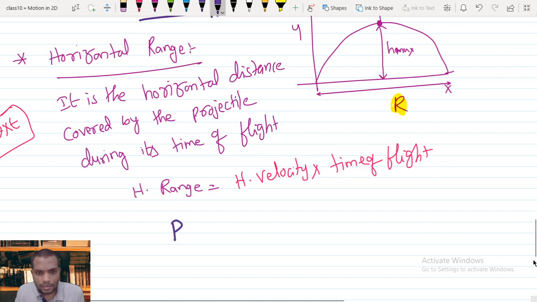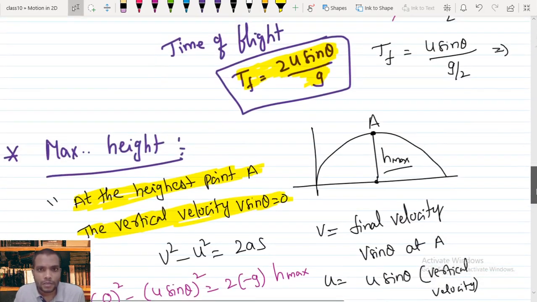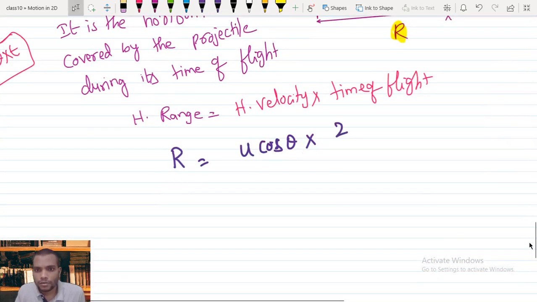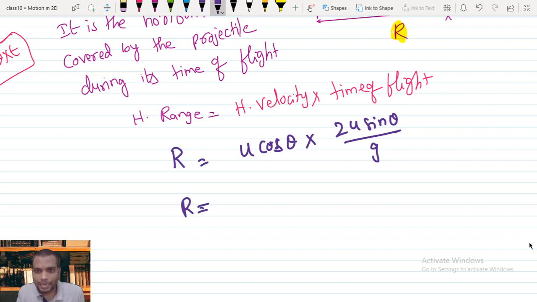So now I have the horizontal range R equals horizontal velocity, which is the factor that does not change during the projectile motion, so the horizontal velocity equals u cos theta, times the time of flight. We got the time of flight earlier: it equals 2u sin theta upon g. So let me make it short. I can write this as 2u square sin theta cos theta upon g.